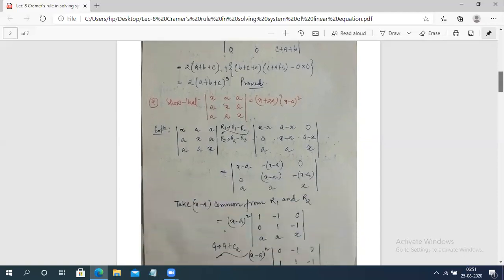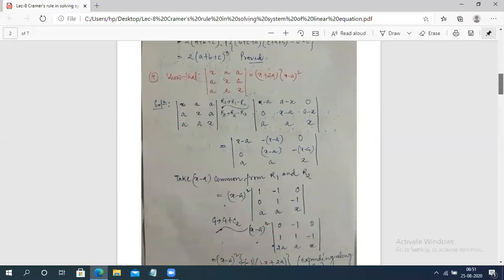Similarly, in question number 9, you have to show this determinant is equal to (x plus 2a) into (x minus a) whole square. First write this determinant. Now see how you can bring most of the terms equal so that you can take those terms common. And you have to prove here x minus a and x plus 2a. So try to bring these terms in your determinant.